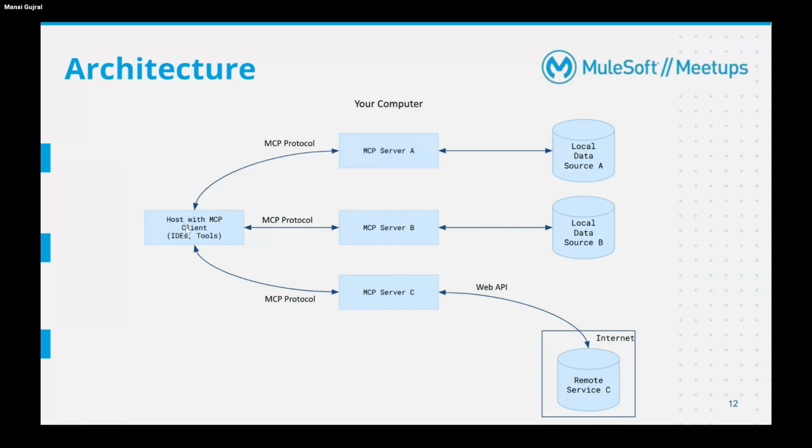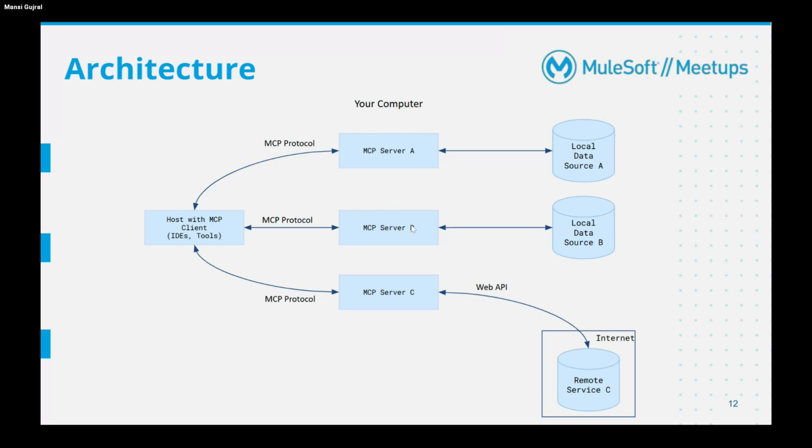So here, when we are sending the request from MCP client to MCP server A, it further sends the request to local data source A. And we can consider that the local data source A will have the information on what environment we are working in, like it can store all the project configurations or schemas, etc. And then this local data source A responds back to the MCP server A, which further responds back to the client.